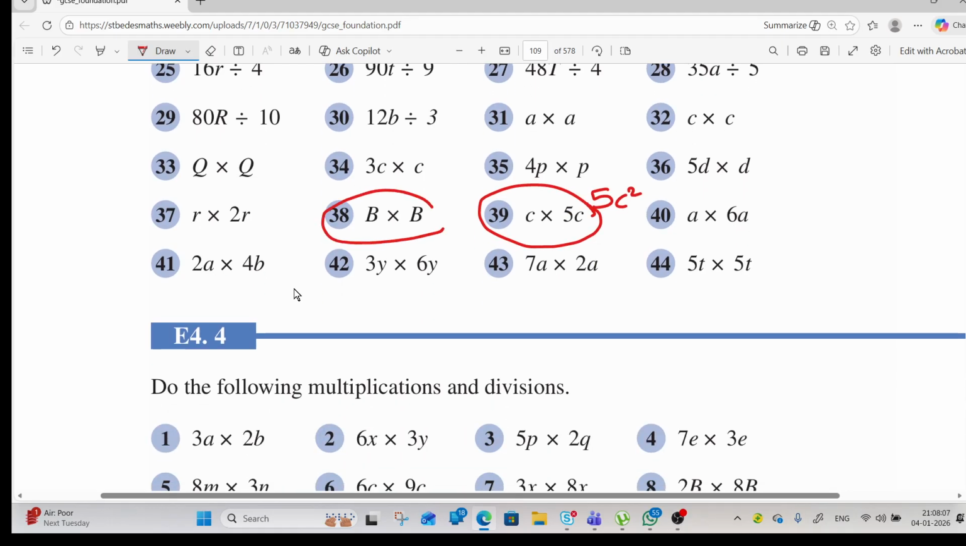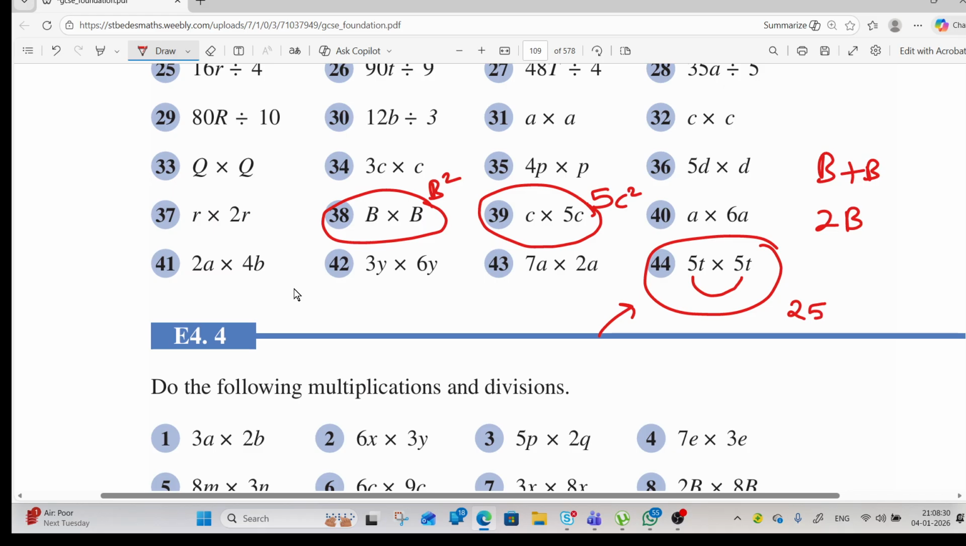This b times b is not b plus b. B plus b is 2b, okay? B squared. Exactly, b square. What about this? 5t times 5t? 5t squared. No, 5 times 5 is 25, right? And t times t is t square. So this is 25t square. Clear?